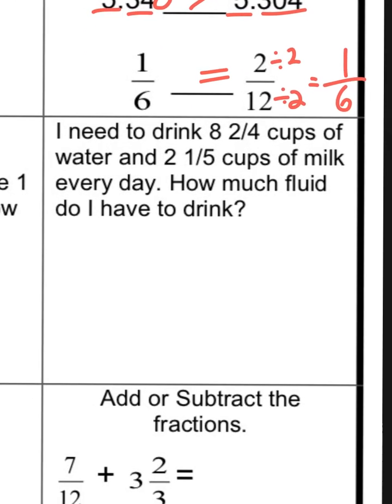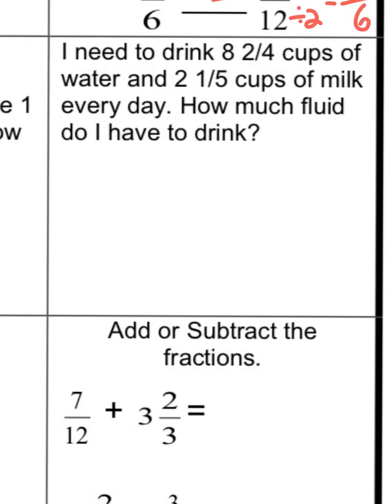For the next one, it says, I need to drink 8 2/4 cups of water and 2 1/5 cups of milk every day. How much fluid do I have to drink? So you're drinking both water and milk, so you have to add them together. So it looks like this, 8 2/4 plus 2 1/5.